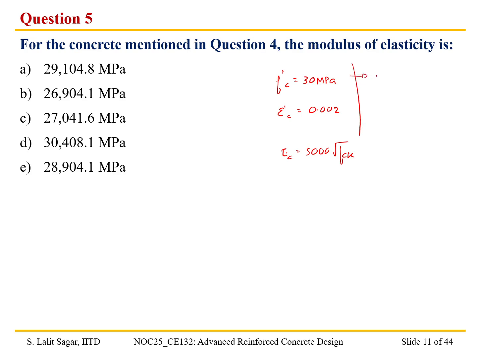To give you a hint, first, we have the cylinder strength. We're going to convert this to the cube strength. Then we're going to determine the characteristic strength FCK. From that, we're going to determine the modulus of elasticity of concrete. Okay, so take 2 minutes and let me know what would be the correct answer.